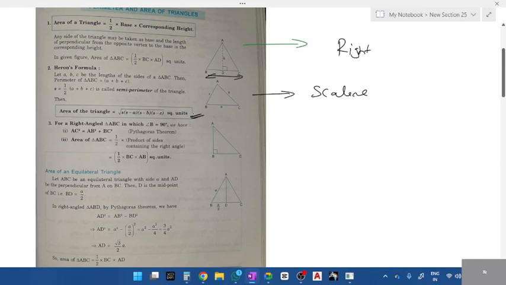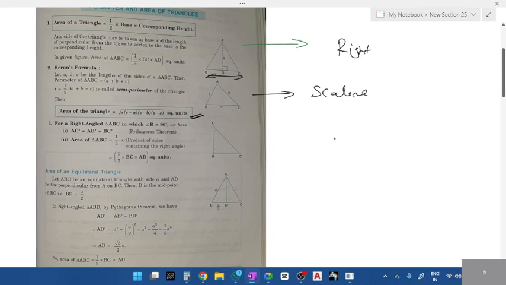Right, along with units. Then for right angle, I explained Pythagoras theorem. If they ask Pythagoras theorem, draw a diagram, write Pythagoras. If not, this is not required. You can just write the direct formula. Or just go through that in words. Half into base into height. Instead of base into height, what they have given? Product of sides containing.